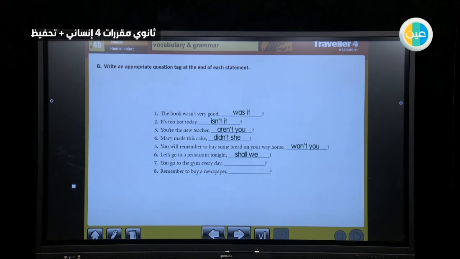You go to the gym every day. We don't have here an auxiliary, so we have to write don't you, because the sentence is in the present. Remember to buy a newspaper. This is imperative, so I have to write here, will you.